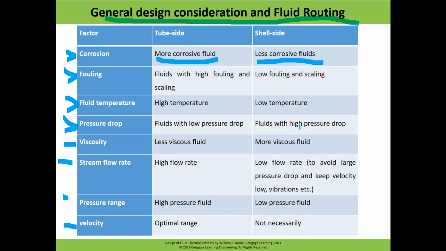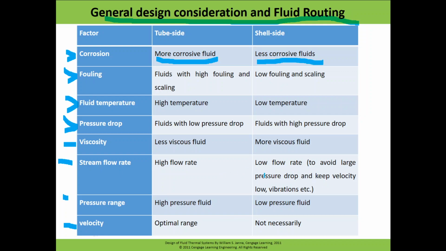And why is it so? Because on the shell side, usually the fluid velocity is much less than on the tube side, so less pressure drop occurs for that fluid. For the flow rate, the higher flow rate fluid should flow through the tubes, and the fluid with low flow rate should flow through the shell side.